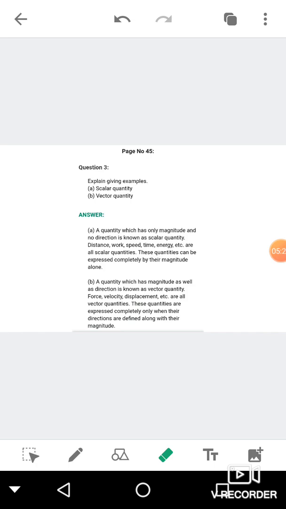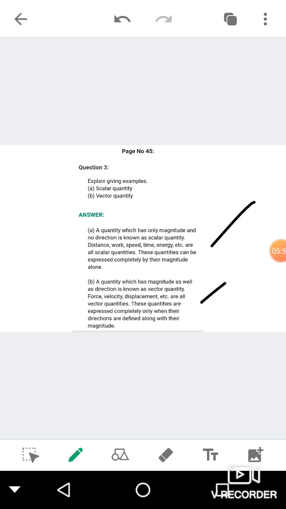Number 1 is scalar quantity. What is scalar quantity, student? A quantity which has only magnitude and no direction is known as scalar quantity. Like distance, work, speed, time, energy, they have a magnitude but they do not have direction, so they are all scalar quantities. These quantities can be expressed completely by their magnitude alone.